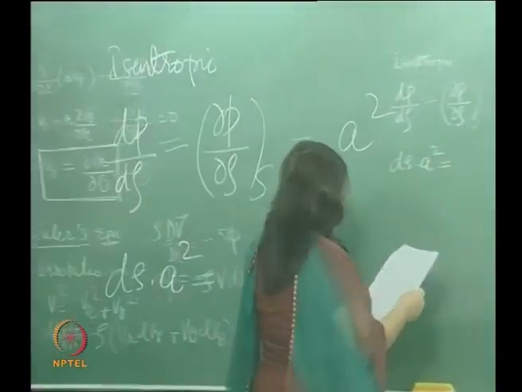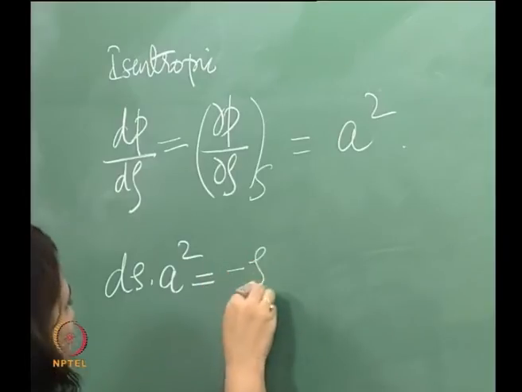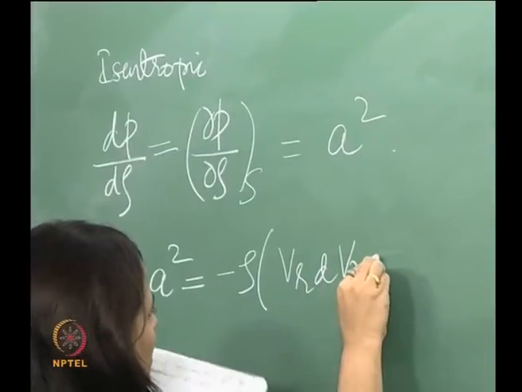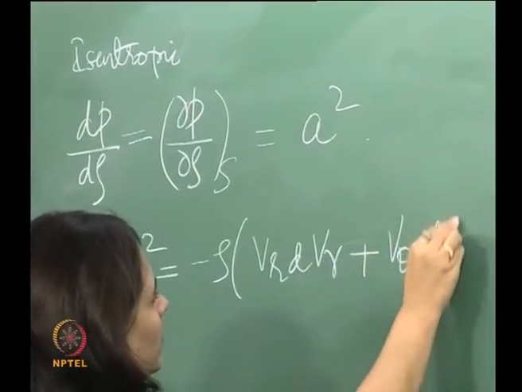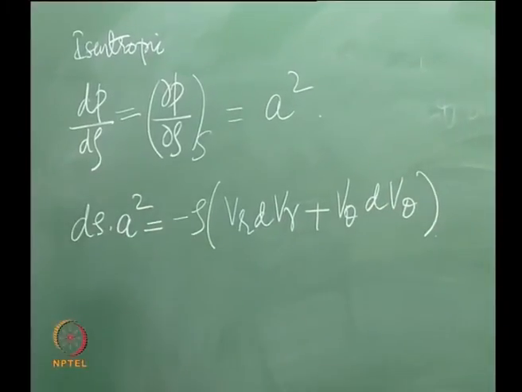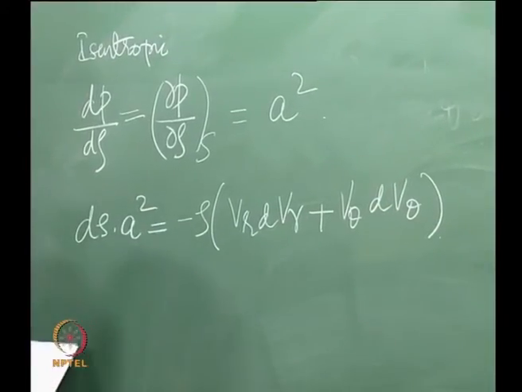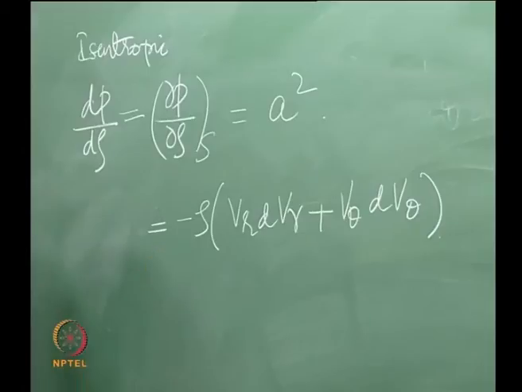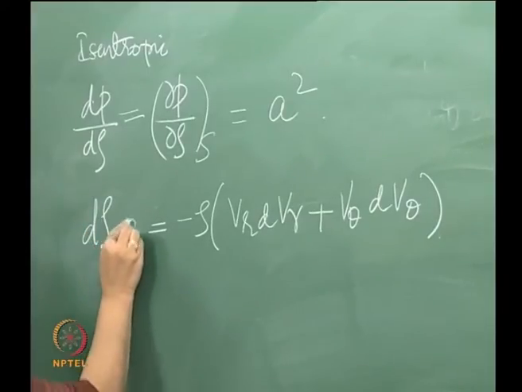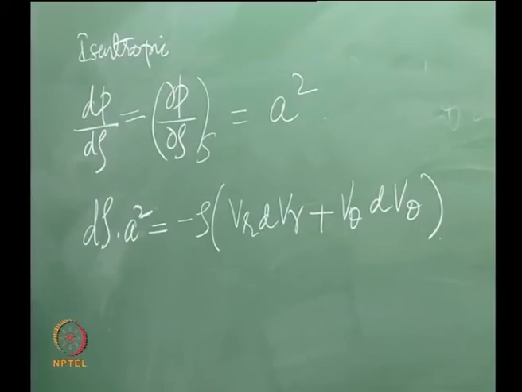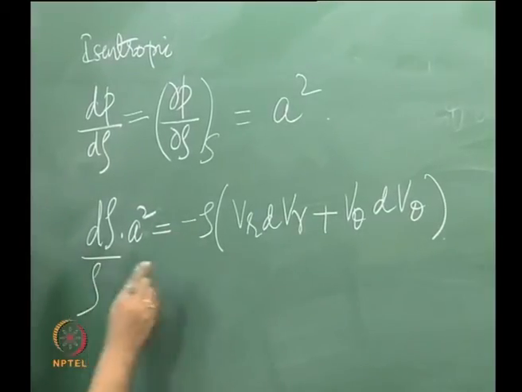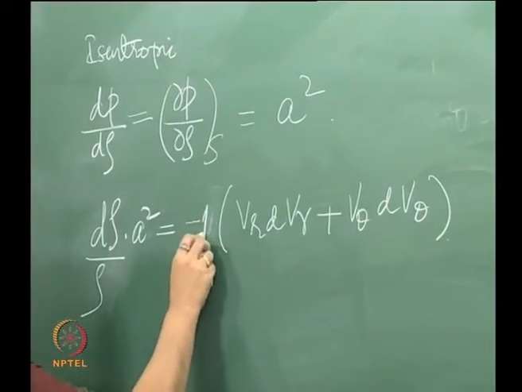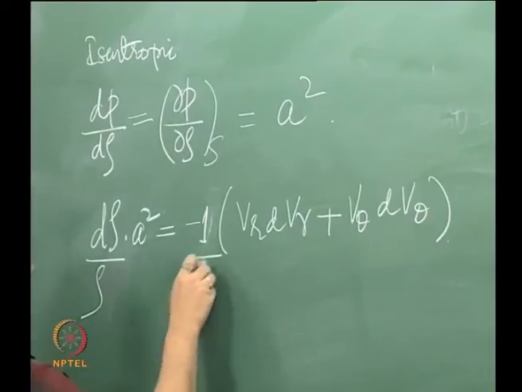So, to do that, basically what we get is minus rho into, okay, this, or I can write this as this equation. I can write this as d rho into a square is equal to this, or I can bring this here, making that as 1, and take this a square down here.